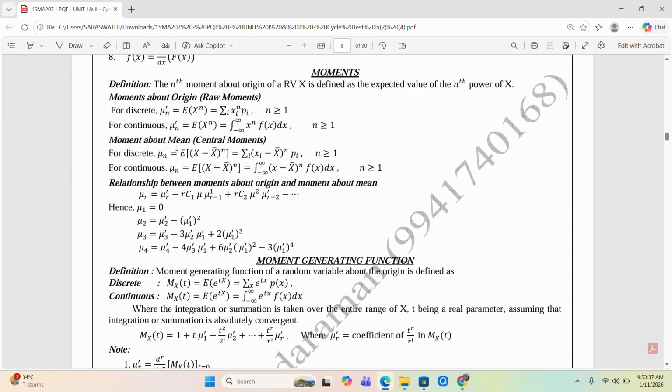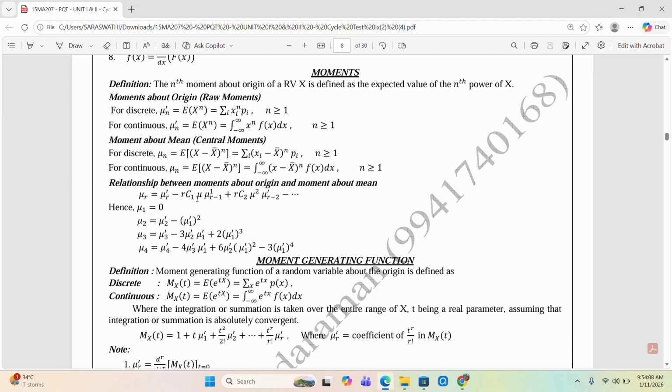Moment about origin. Next is the moment about mean, central moments. For discrete, mu n is equal to E of (x minus x bar) whole power n, which is equal to the summation of (xi minus x bar) whole power n into p of xi. For the continuous, mu n is equal to E of (x minus x bar) whole power n, which is the integral from minus infinity to plus infinity of (x minus x bar) whole power n into f of x into dx, for n greater than or equal to 1.